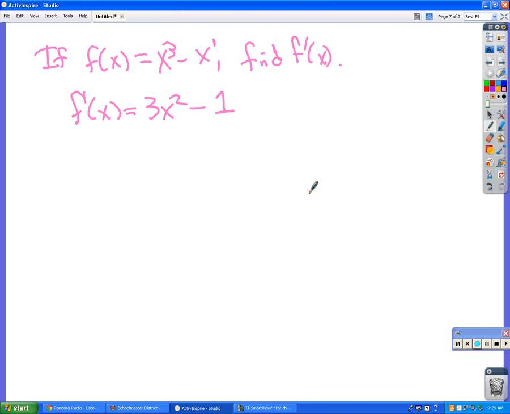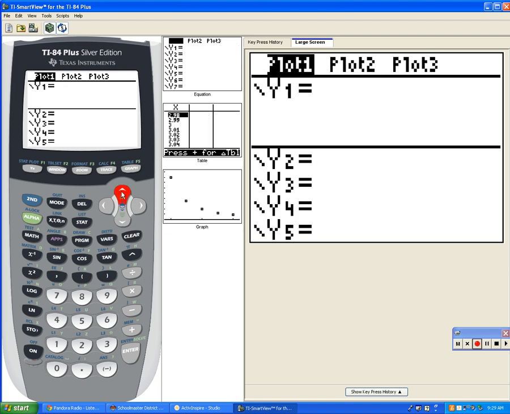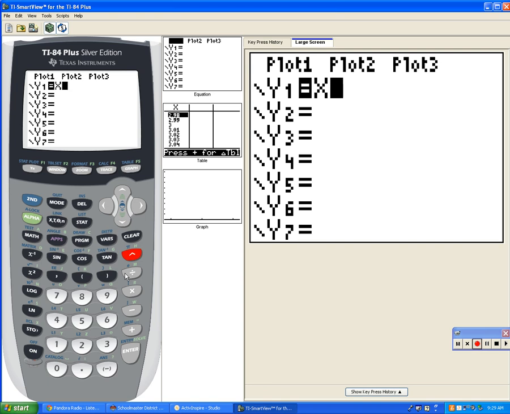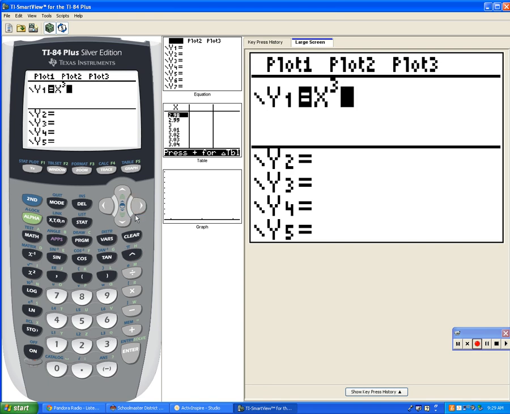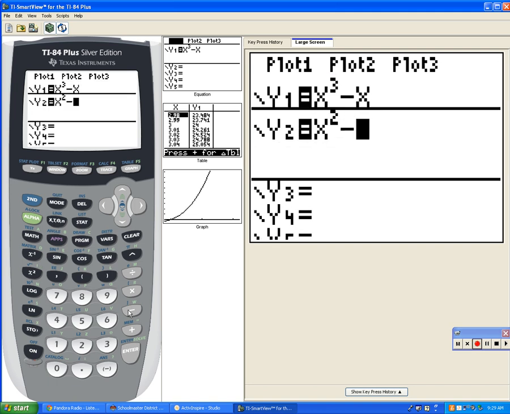Okay? All right, so let's look at the graphs of these two things and see how they relate. The first one was x cubed minus x. And then you're telling me that the derivative of that is 3x squared minus 1? Does that mean yes to that? Yep.